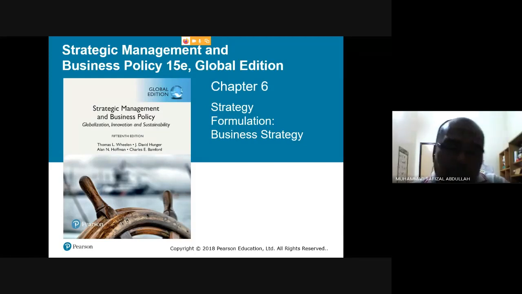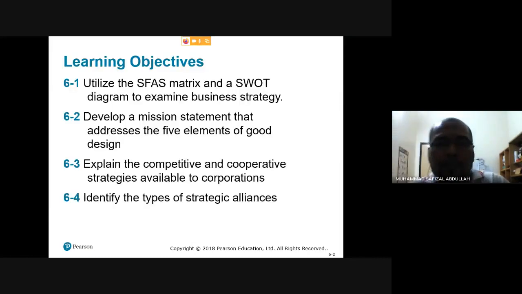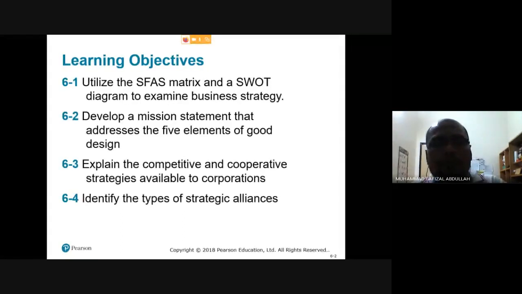So for tonight we are discussing business strategy. This is our learning objective. First and foremost, we are going to see the SFAS matrix. What is the SFAS matrix? Strategic factor. The SFAS matrix is the summarization of the internal and the external strategic factors that you identified during the internal and the external analysis. So it is called the SFAS matrix.